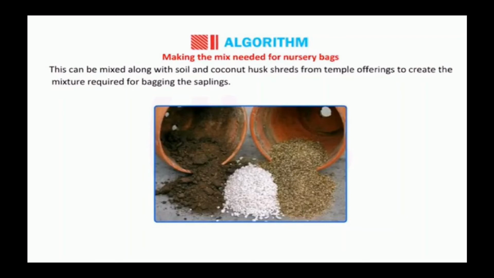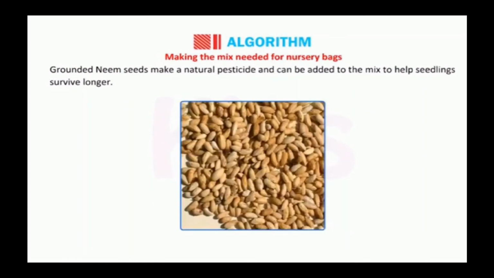Making the mix needed for nursery bags. This can be mixed along with soil and coconut husk shreds from temple offerings to create the mixture required for bagging the saplings. Ground neem seeds make a natural pesticide and can be added to the mix to help seedlings survive longer.